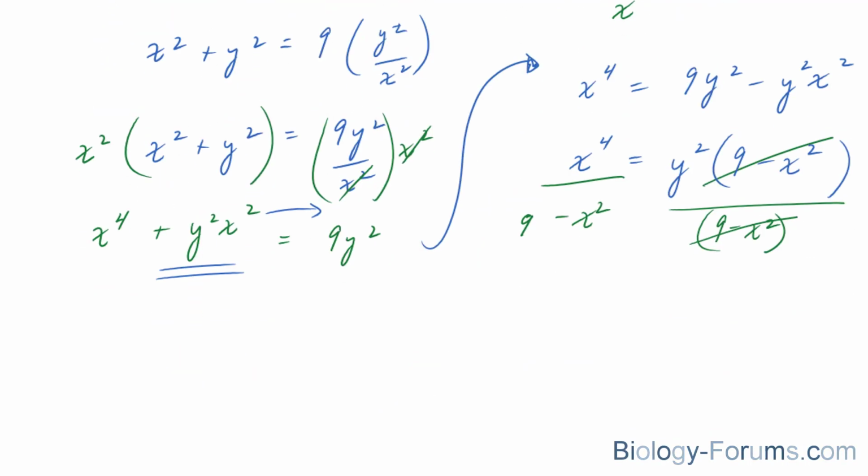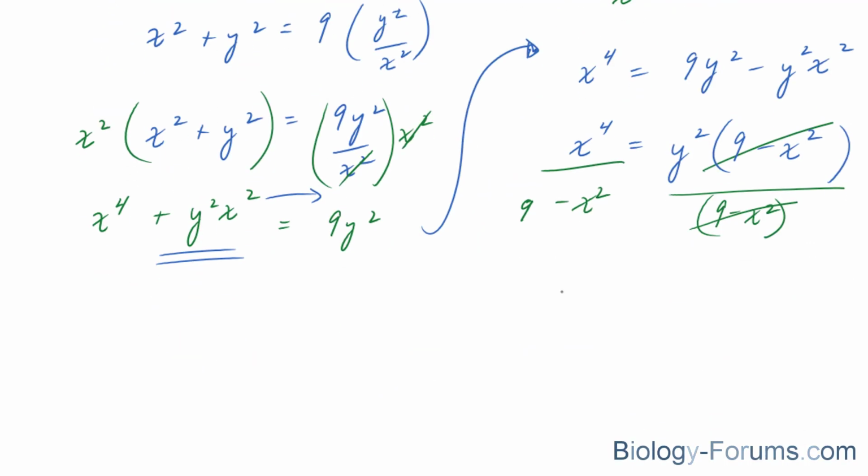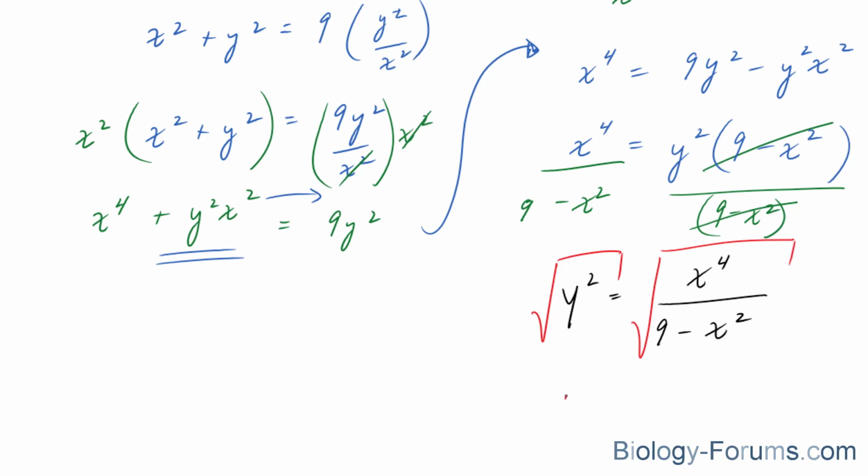And we end up with y squared is equal to x to the power of 4 over 9 minus x squared at the bottom. We still haven't officially isolated for y because there's a squared there. So we'll square root both sides, where we end up with y is equal to x squared, and at the bottom we end up with the square root of 9 minus x squared.